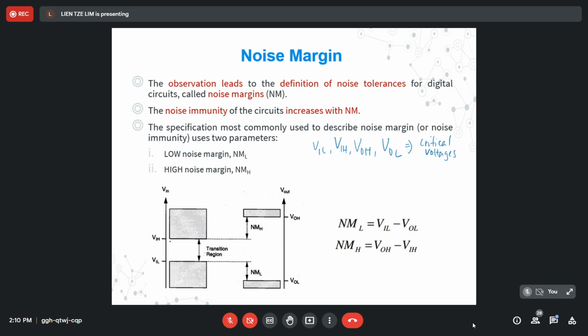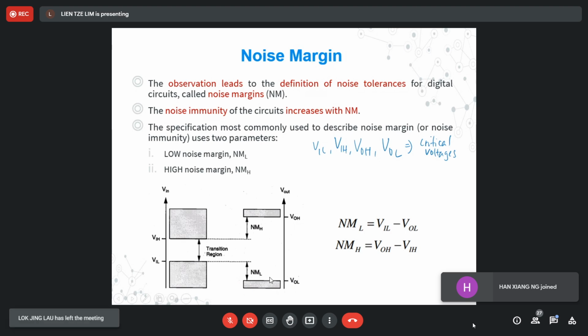So here you see the diagram. This is labeled as VIL, meaning input low, and this is labeled as VIH, input high. Then this is VOH and VOL. What does this diagram mean?